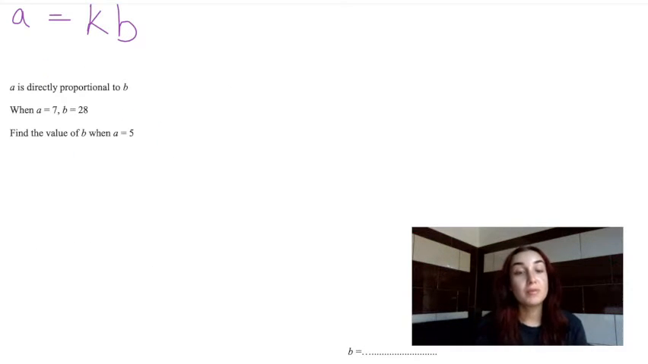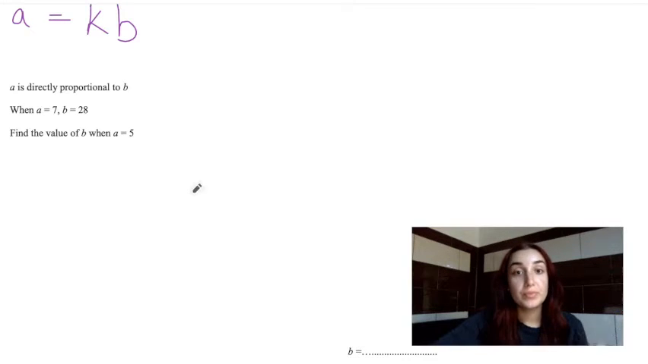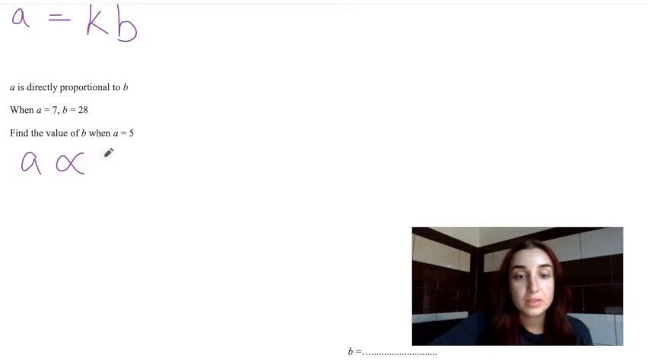Now let's solve a problem that involves direct proportion. It says that A is directly proportional to B. When A is 7, B is 28. Find the value of B when A is equal to 5. Cool. So it tells us that A is directly proportional to B. So this is the first thing we have to write down. Then we can write down A is equal to KB.